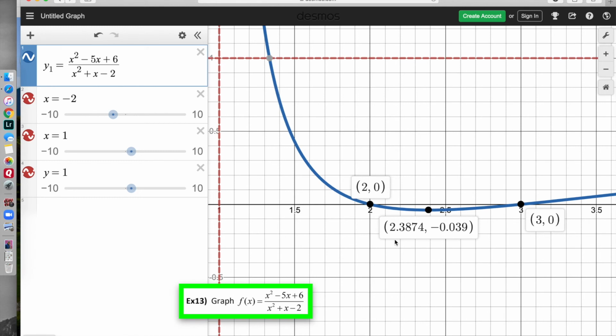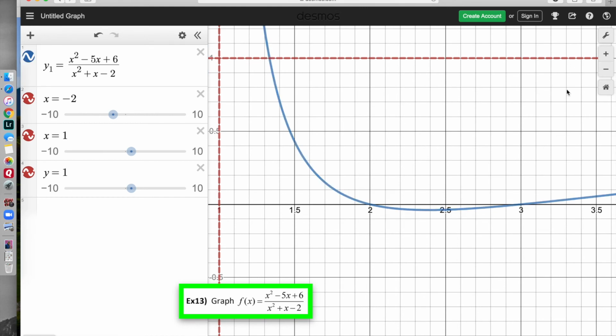You do not have to graph this point, but I do expect you to try to make your graph reflect slightly the fact that there's an x value here, an x value here, and it goes slightly below the x-axis there.